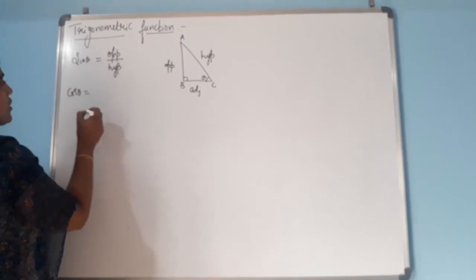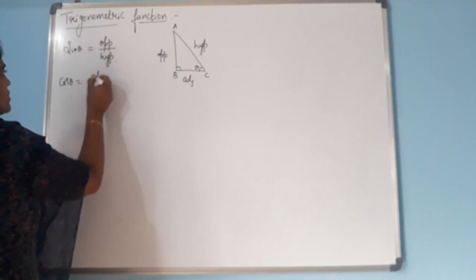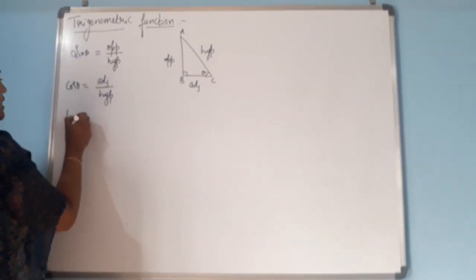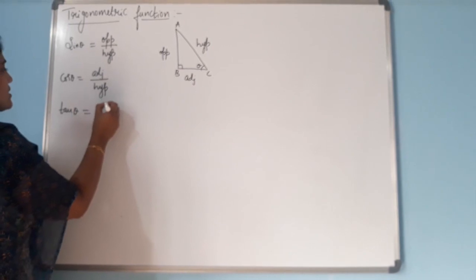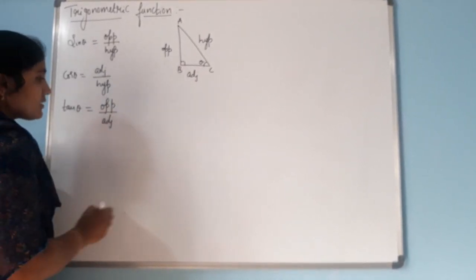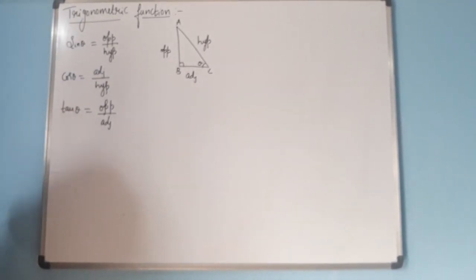What is the definition of cos theta? Adjacent by hypotenuse. Next is tan theta. Tan theta is opposite by adjacent. The other 3 trigonometric ratios are reciprocals of these 3 trigonometric functions.